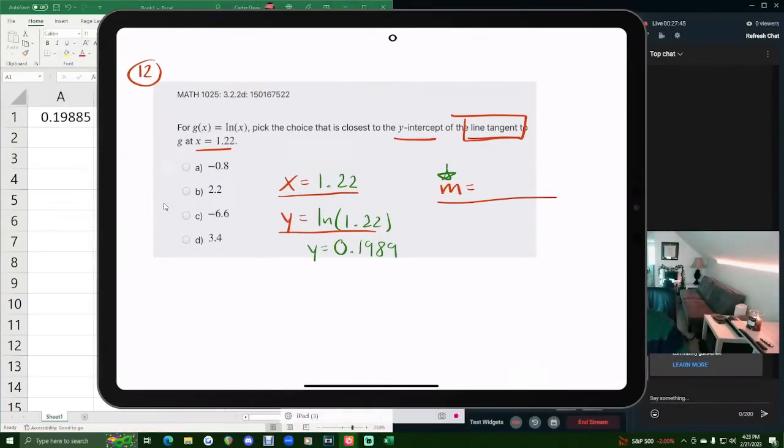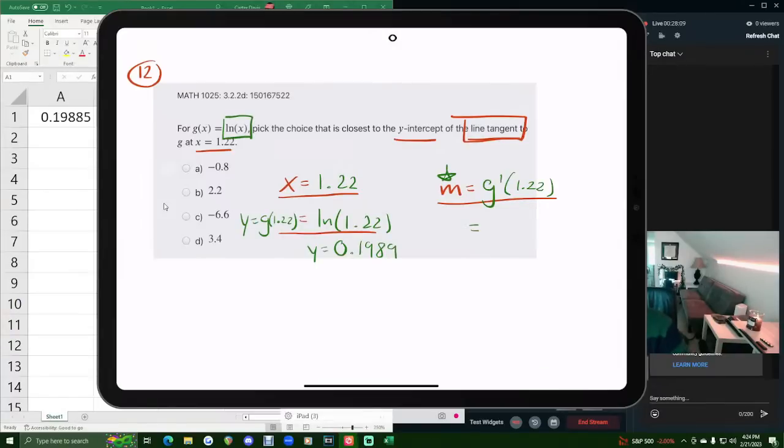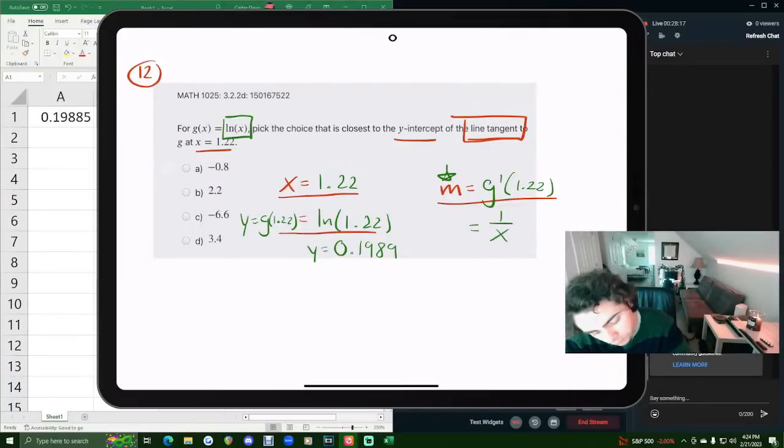So what we do is take the derivative of g, so we find g prime of x, but then we plug in 1.22. So to make this more clear, the y value was g, the original function, at 1.22, and m is g prime at 1.22. So let's start with this. What's the derivative of g? The derivative of ln of x was one of our memorized ones from earlier. Ln of x has a derivative of 1 over x, and then we will just plug in 1.22 in place of x, and that will give us a slope.